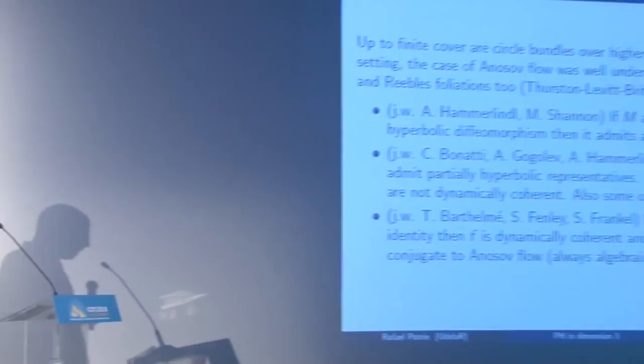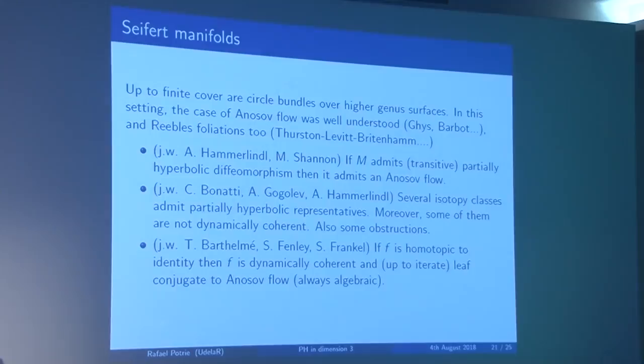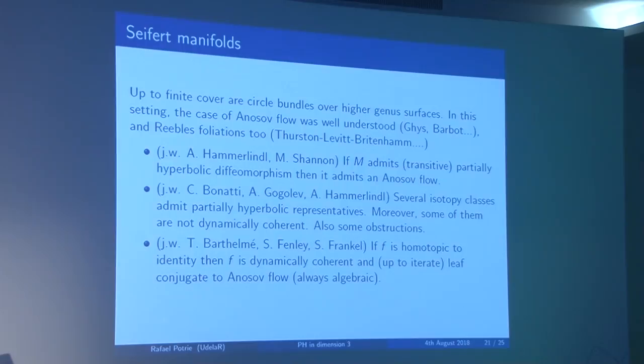That is truly a problem. But by now we know how to say a couple of things. So let me say what we know. But there are still things we don't. First of all, we have a result with Andy Hammerlindl and Mario Shannon that states that if you have a partially hyperbolic diffeomorphism in a Seifert manifold, we need to add some hypotheses. Transitive is enough, but there are much weaker hypotheses that allow to do this.